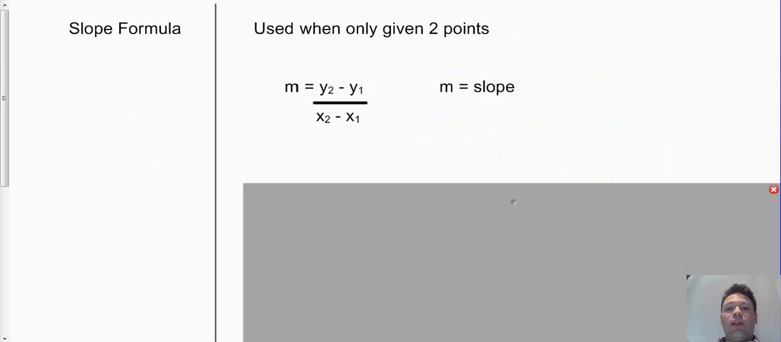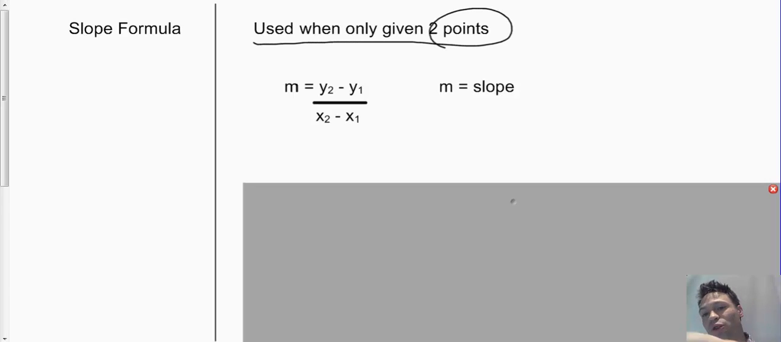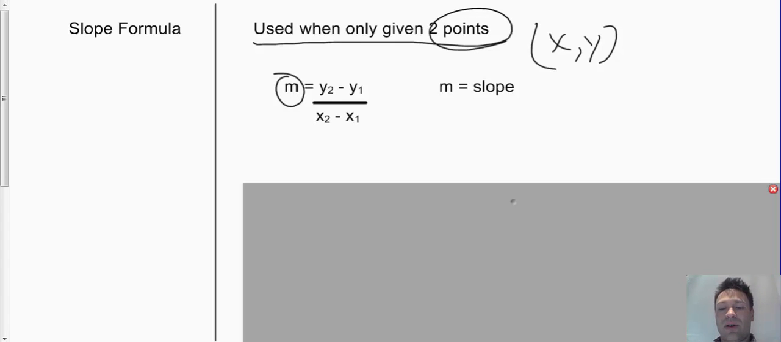Okay, so slope formula. If I don't give you a graph, how can you find it when we are only given 2 points, an x and a y coordinate? Given 2 of those, first of all, m stands for our slope, which is something you should probably remember from slope-intercept form.